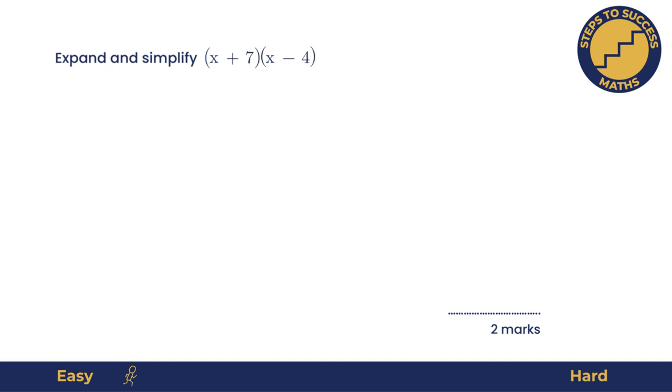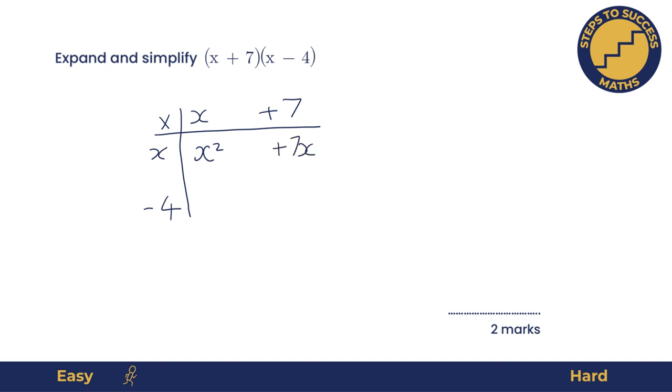Expand and simplify. Bracket x plus 7, bracket x minus 4. So we're going to need our multiplication grid again. x plus 7, x subtract 4, and we're timesing them together. x times x, x squared. x times 7, plus 7x. Negative 4 times x, negative 4x.